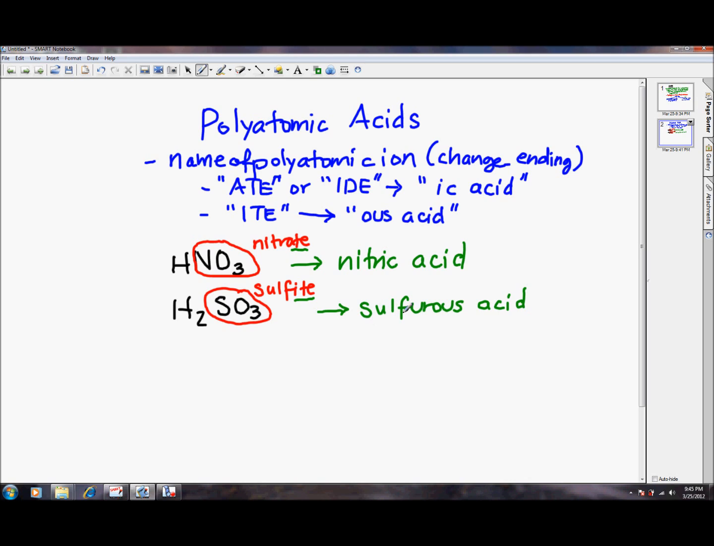Try to remember that sulfur, it's like sulfite or sulfide if it's just S-2. We changed that to sulfurous. It's a little confusing, I know, but you'll get used to it. There's just a couple of them. Alright, let's do a couple more examples.